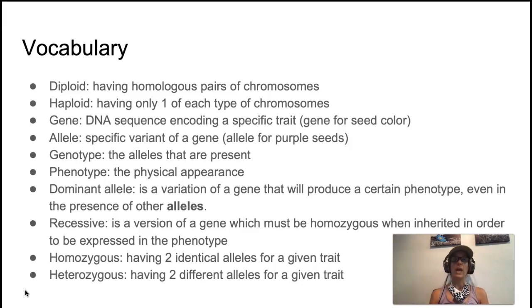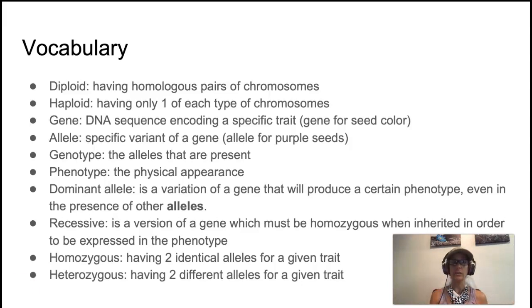Now, you're going to be asked about alleles and genotypes and phenotypes. A gene is the actual DNA sequence that's encoding for a specific trait. And in parentheses, I have an example: a gene for seed color. It doesn't say which seed color. A gene is just a characteristic.